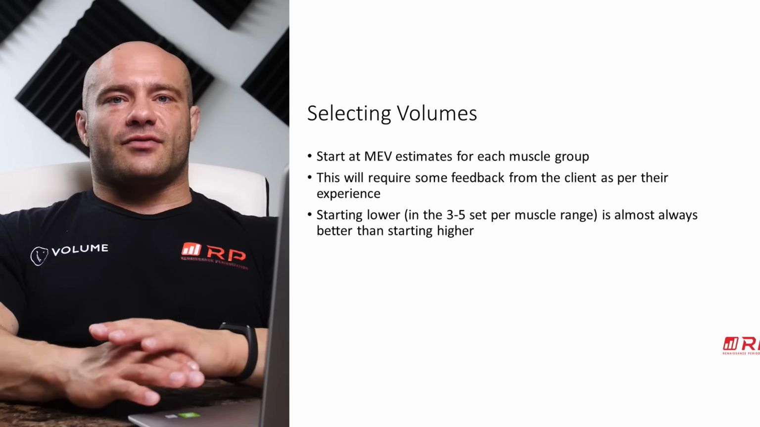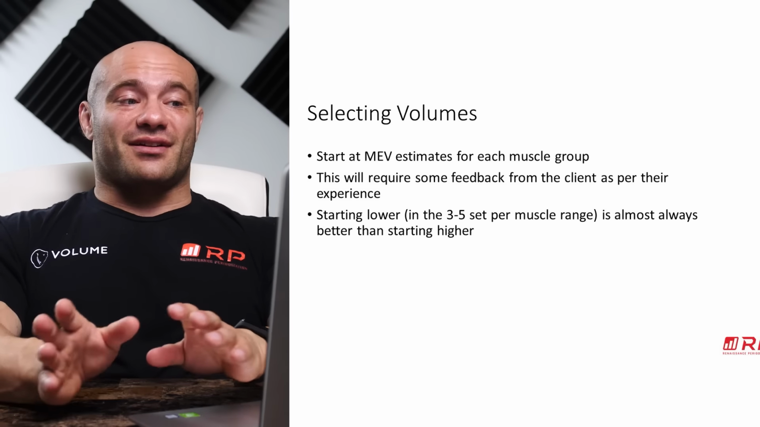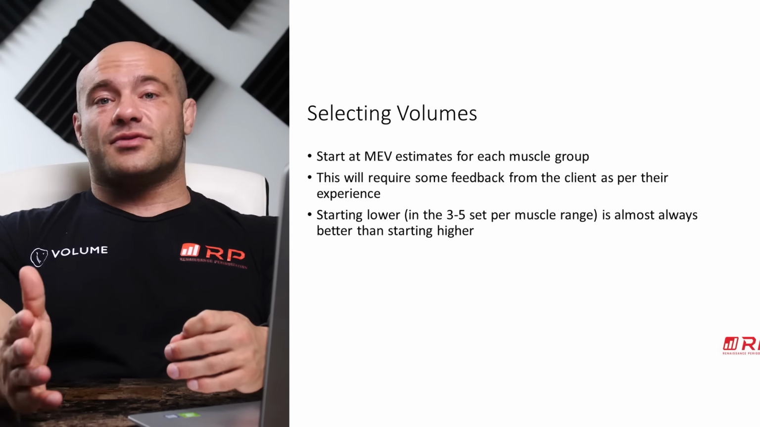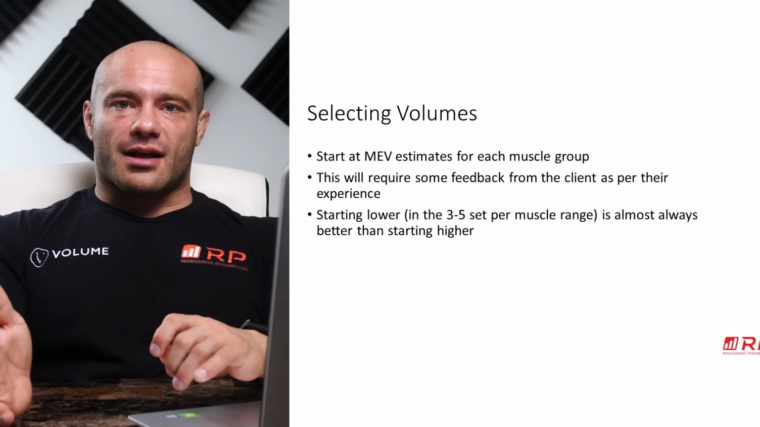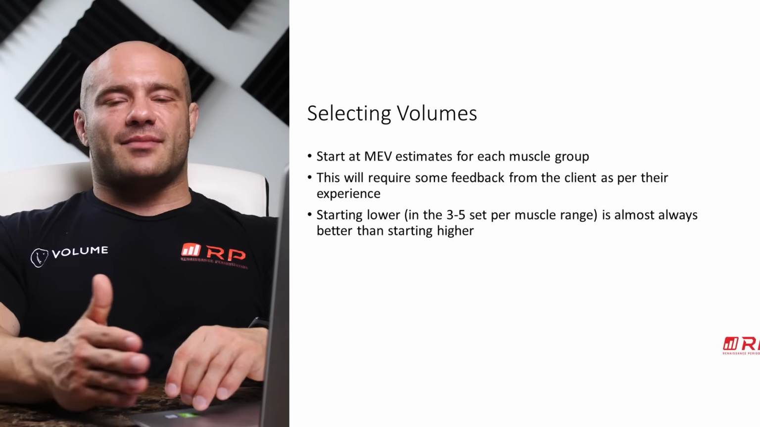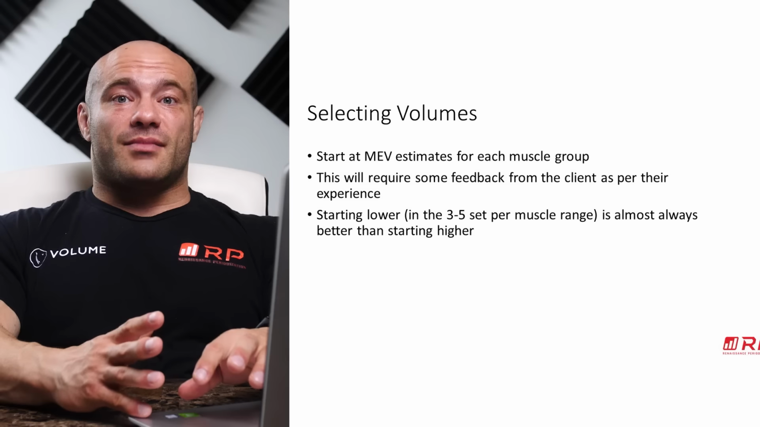And now it's time to select volumes, which is again very easy because you've watched all the other 30 lectures. We just start at MEV estimates for each muscle group, minimum effective volume. How do you know that? Well, you have some good literature on it from comprehensive reviews like those James Krieger of weightology.net has published. Roughly, the volume range for best adaptations is something like 3-ish to 10-ish sets per muscle group per session.